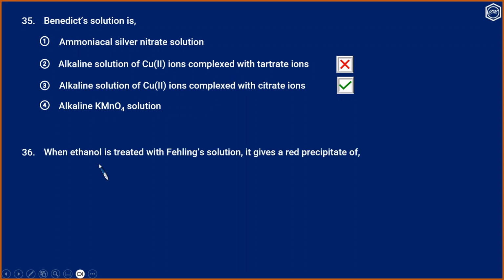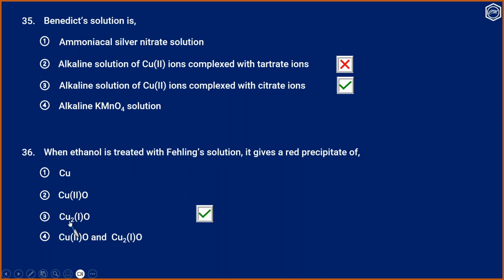When ethanal is treated with Fehling's solution, it gives a red precipitate of cuprous oxide, Cu2O. And the red precipitate is due to the presence of Cu2O, or cuprous oxide. That is the correct answer.